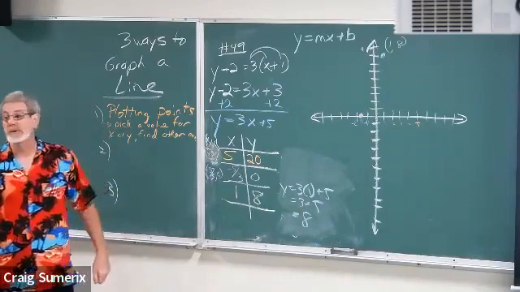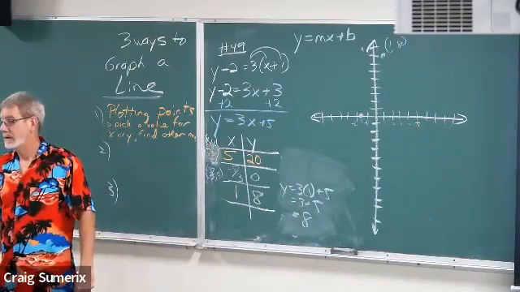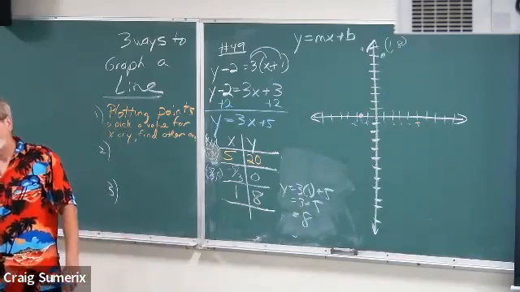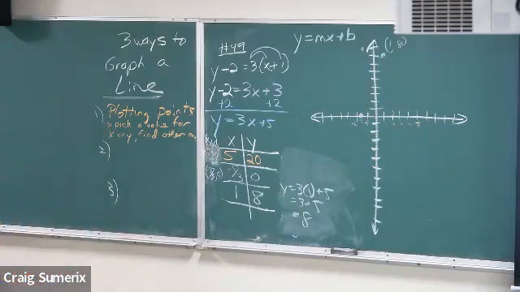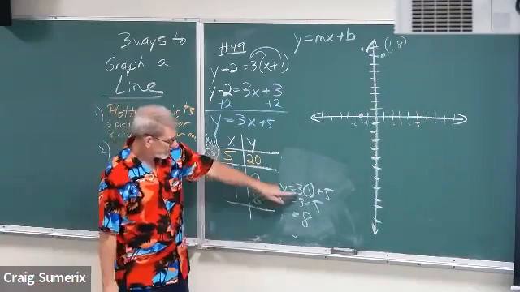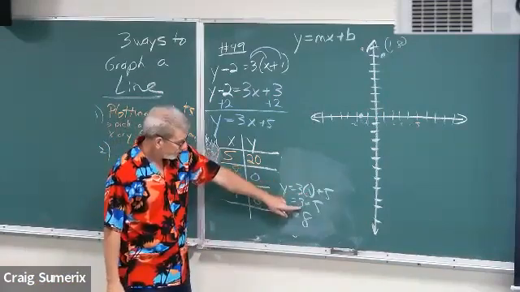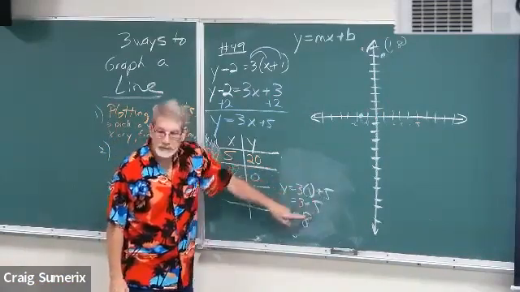How many points do you need for a line? 2. Technically only 2. Most of you are probably told to graph 3. Why 3? Can you go over what you wrote? Yes. 3 times 1 is 3, plus 5 is 8.